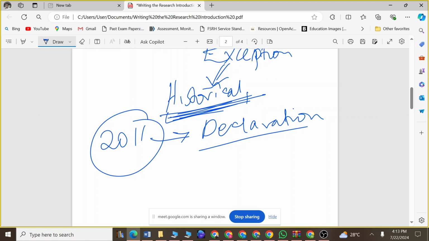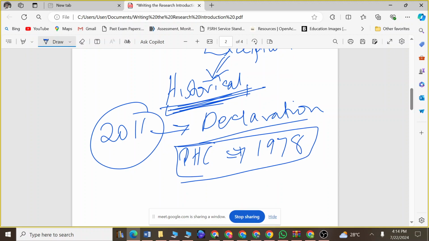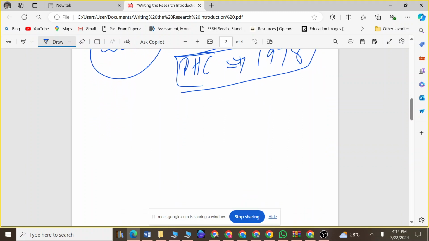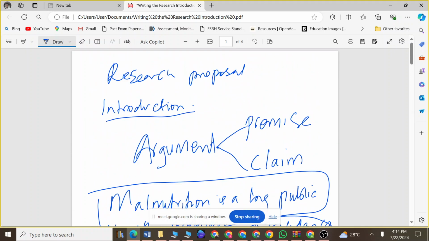And if you are writing about primary health care, and you give me a reference of 1978, that means that you're looking at the original document. That's okay to put. Okay? So that's about the first part of the introduction.